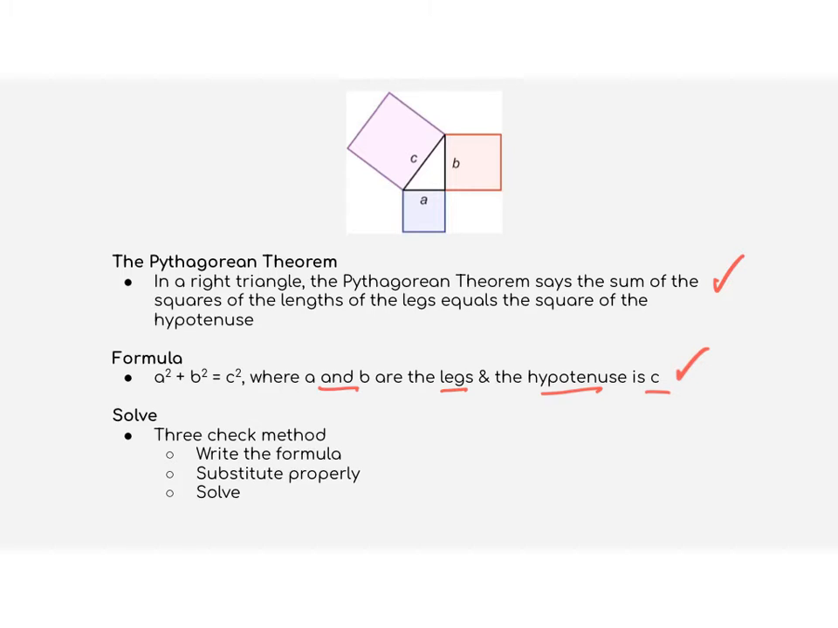The way that we're going to solve this is by using a three-check method. Check 1, we're going to write the formula. Check 2, we're going to substitute properly. And finally, check 3, we're going to solve.